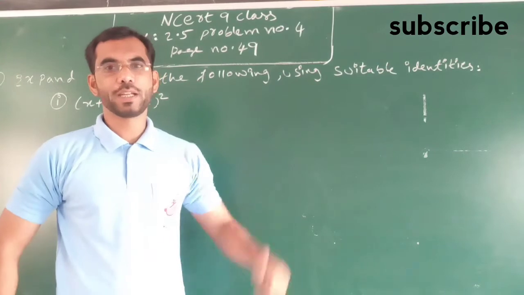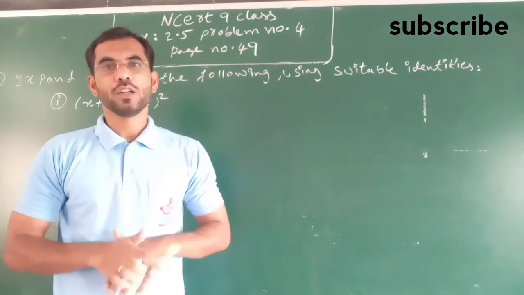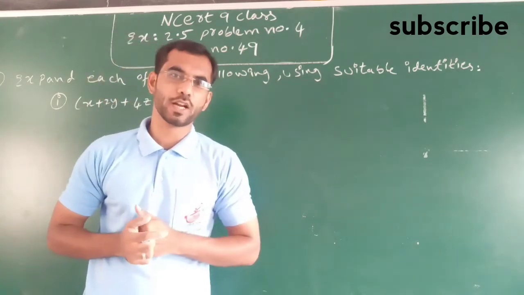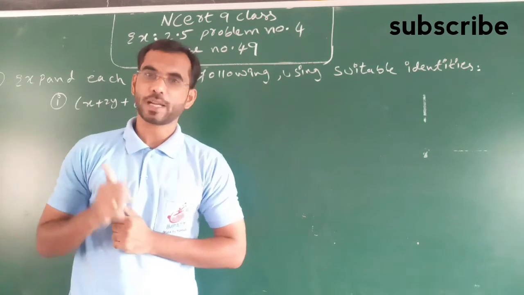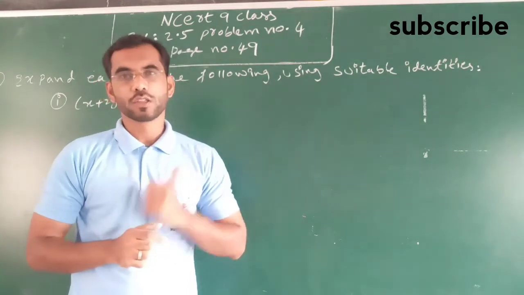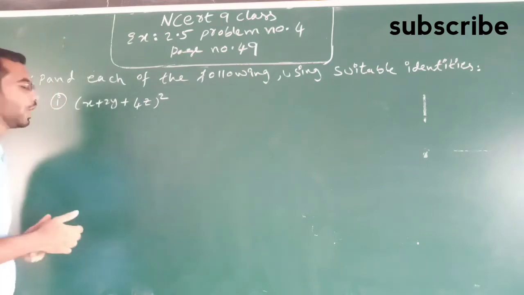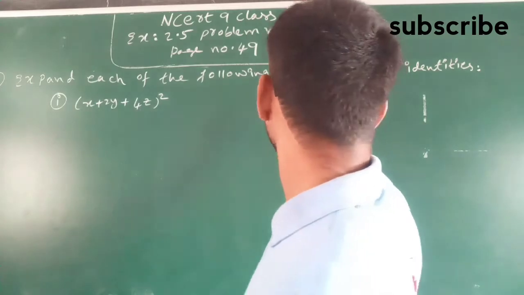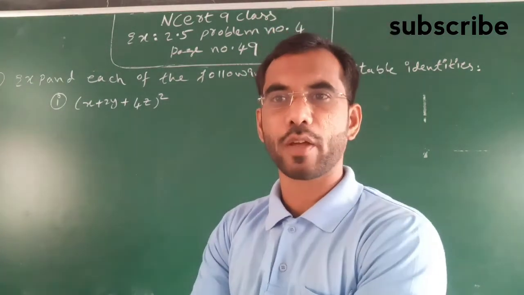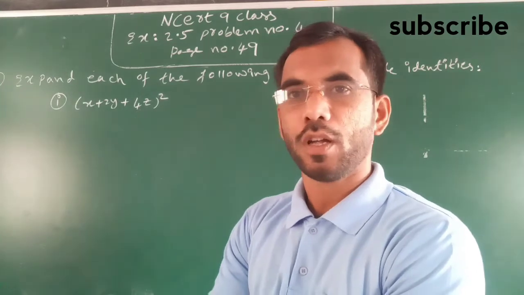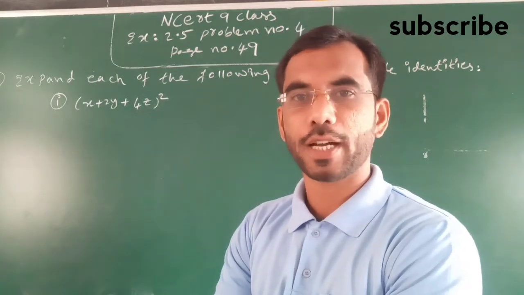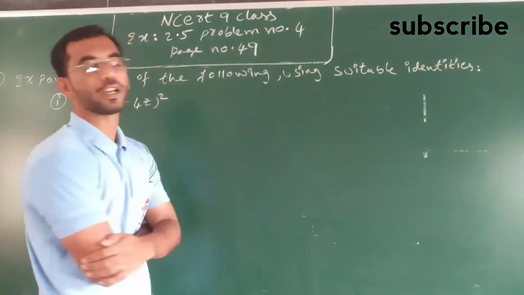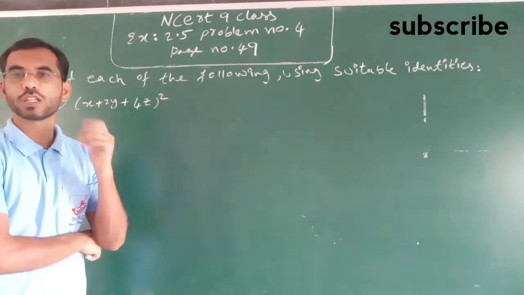Now I am going to explain NCERT 9th class exercise 2.5 problem number 4, which is on page number 49. See, identities are most important. The first problem in the question is asking us to expand each of the following using a suitable identity. We should expand the given polynomial by using the identity. Without identity it is not possible. What the question is asking: expand each of the following using a suitable identity. What is given, we are going to find out by using the suitable identity.